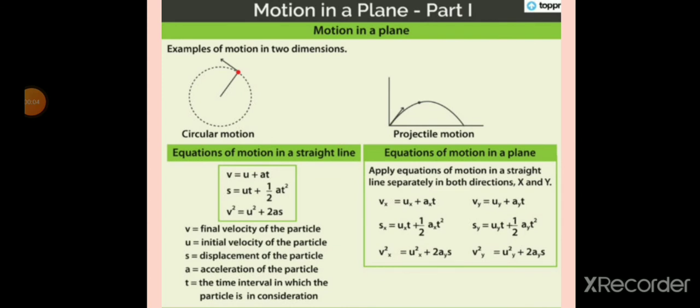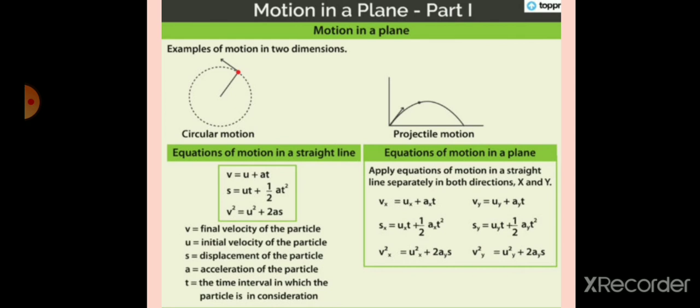Considering the equations of motion in the case of two-dimensional motion, we have two components for displacement, velocity and acceleration. We have already discussed that the equations of motion in a straight line are v is equivalent to u plus at, s is equivalent to ut plus half at square, and v square is equivalent to u square plus 2as. U is the initial velocity, v is the final velocity, s is the displacement, a is the acceleration, and t is the time interval.